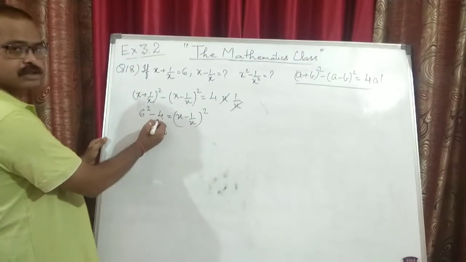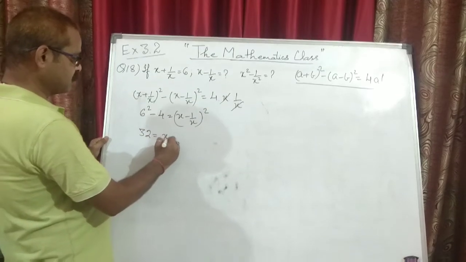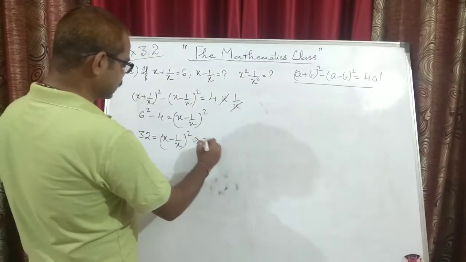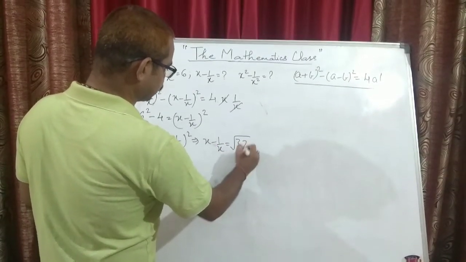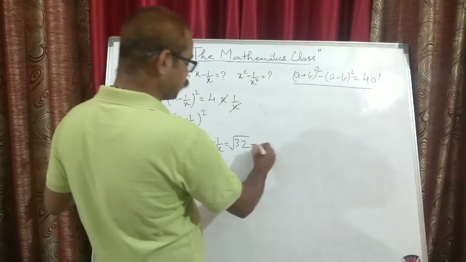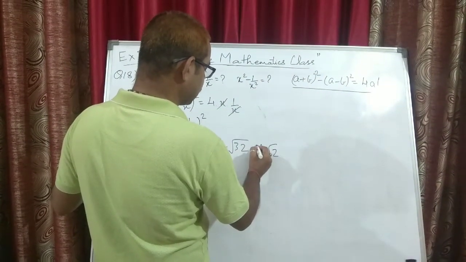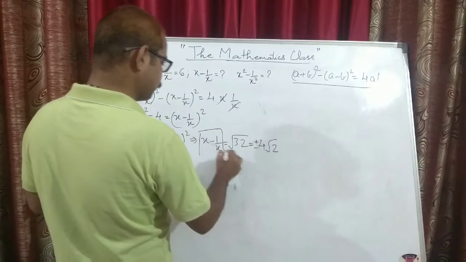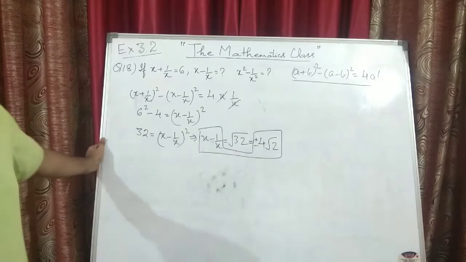Now 36 minus 4 is 32. So 32 is equal to (x minus 1 upon x) whole square, which implies that x minus 1 upon x is equal to plus minus under root 32. Under root 32 means 16 times 2. 16 you take out of the root, that is 4. So 4 root 2 with a plus and minus sign. This is the value of x minus 1 upon x.